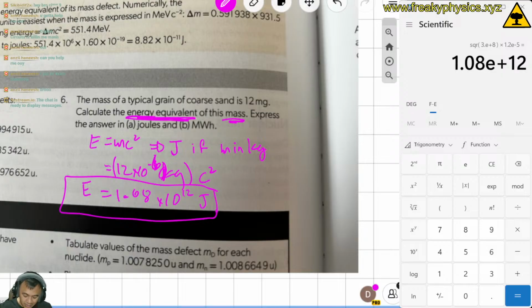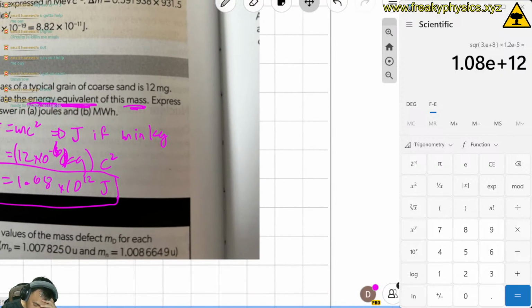That's in joules. Now, how do we do megawatt hours? This is the weird bit. Usually we do this in electron volts, but this is weird because of megawatt hours. Let's just convert this straight away. Power equals energy over time, right? So from here, the energy should be equal to power times time. Makes sense so far, right?